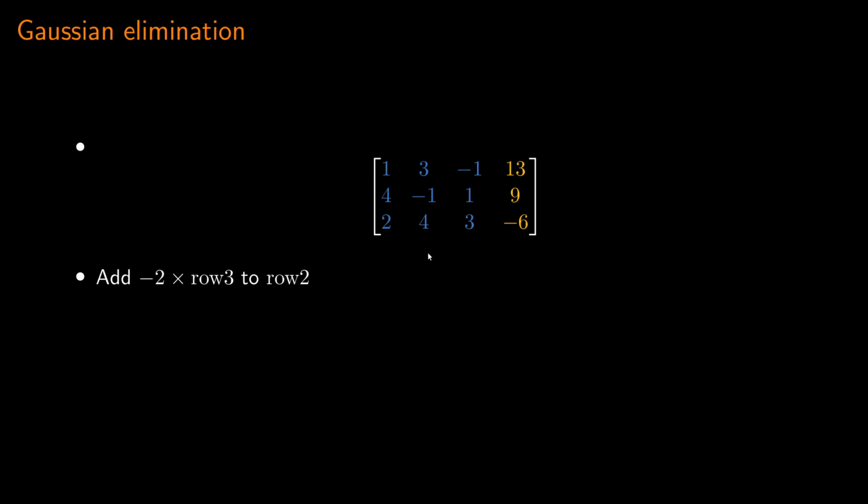4 times minus 2 is obviously minus 8. 3 times minus 2 is obviously minus 6. Minus 6 times minus 2 is obviously 12. So we're going to take all of those values, in this case minus 4, minus 8, minus 6, and 12, and we're going to add those to the corresponding elements in row 2. And if we do that, this is the result that we get.